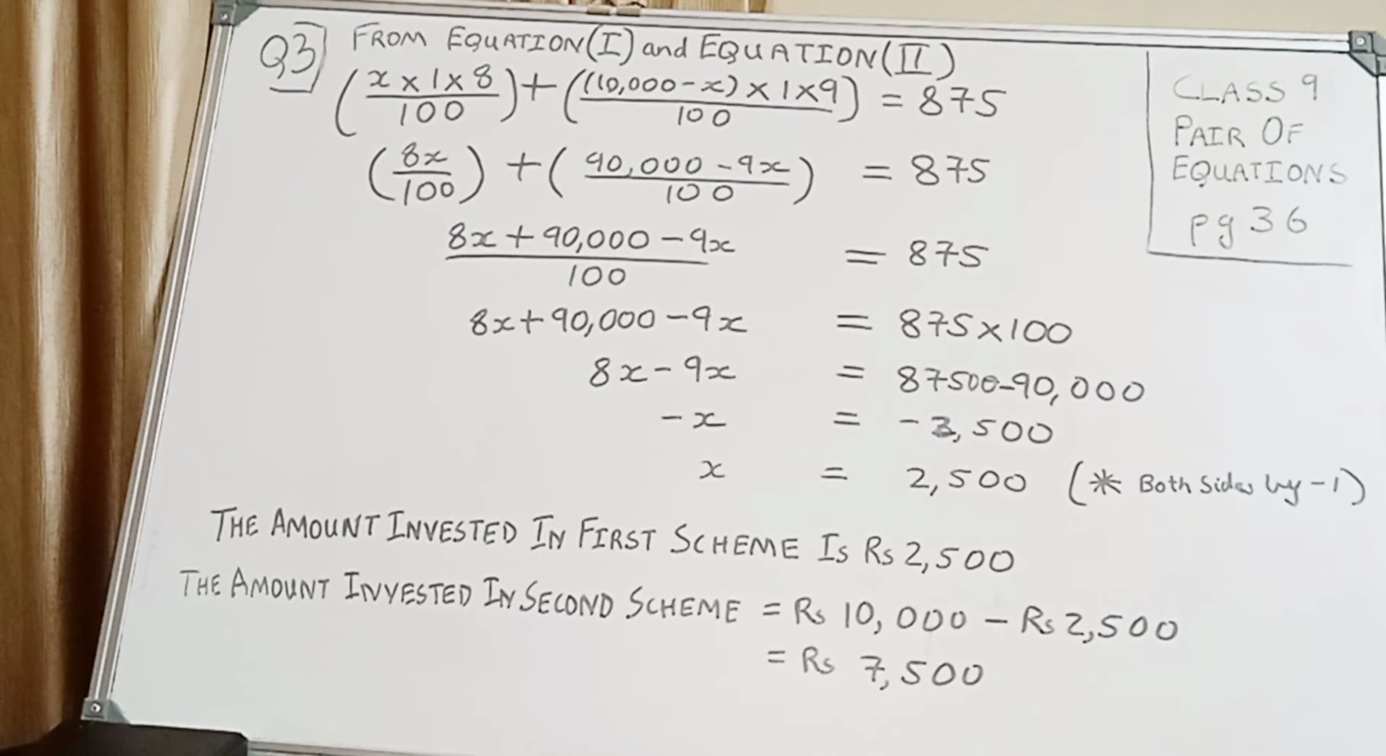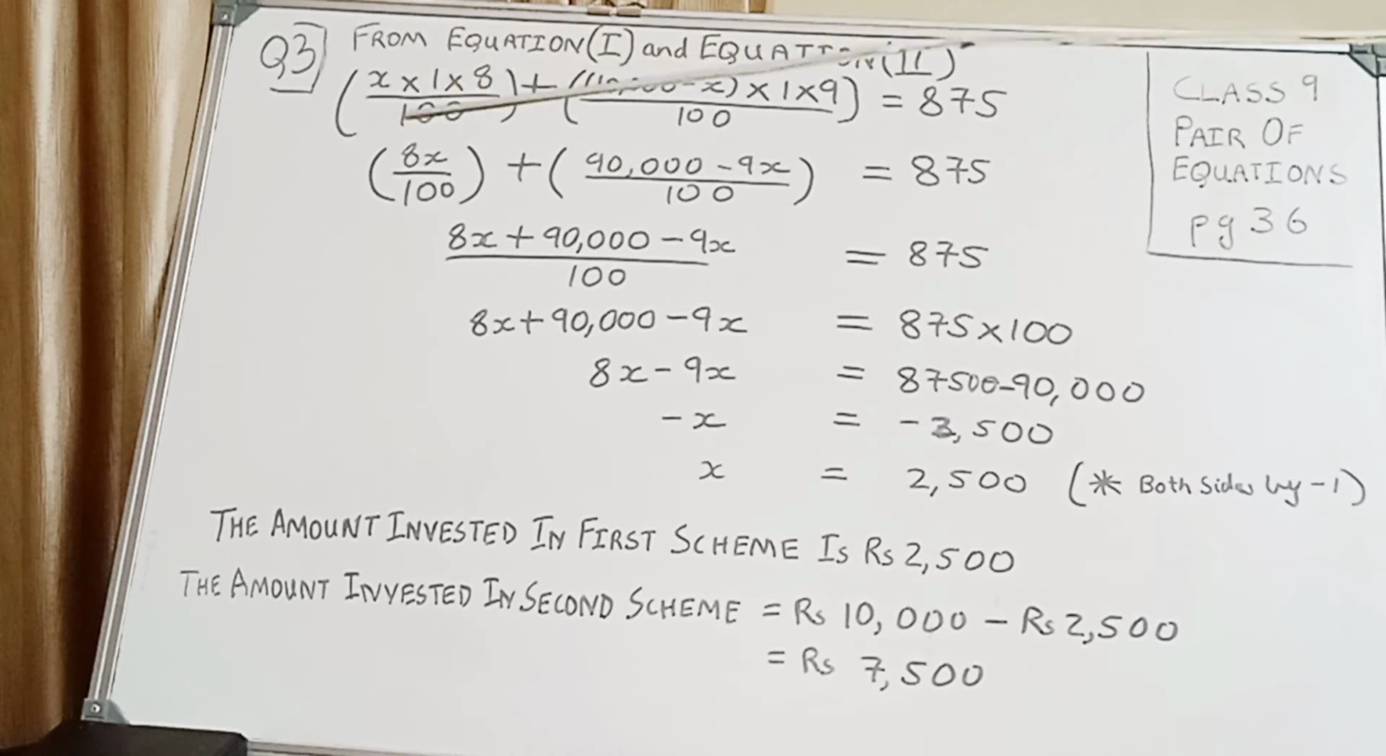Class 9, pair of equations, page number 36, third question, continuation we are doing right now. So previously we had seen in equation 1 and 2 that X into 1 into 8 divided by 100, this we had seen how it had come. And this also, (10,000 minus X) into 1 into 9 divided by 100 is equal to 875.